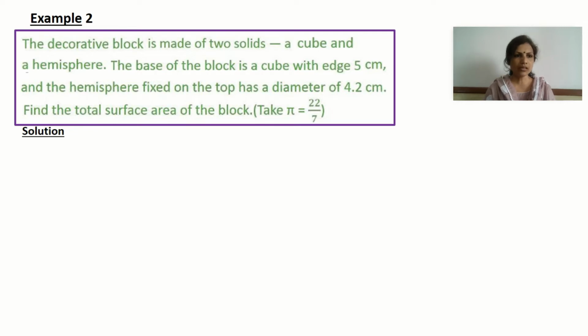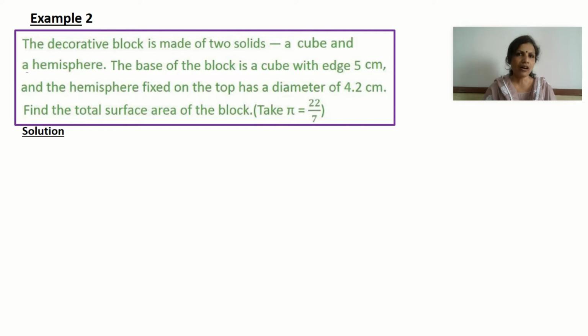Just have a look at this. The decorative block is made of two solids, a cube and a hemisphere. The base of the block is a cube with edge 5 cm and the hemisphere fixed on the top has a diameter of 4.2 cm. Find the total surface area of the block, and we have been asked to take the value of pi as 22/7.